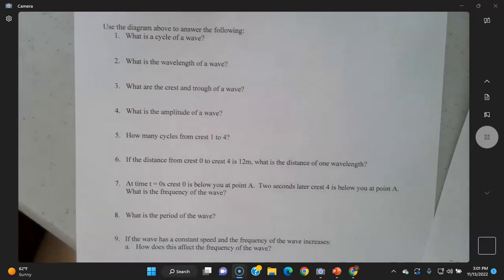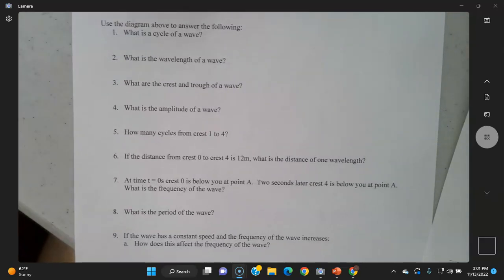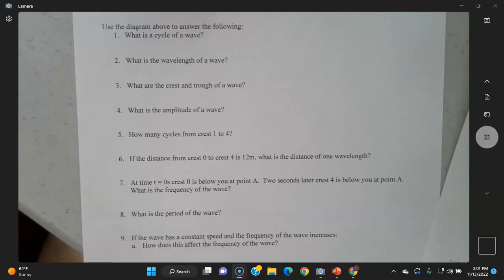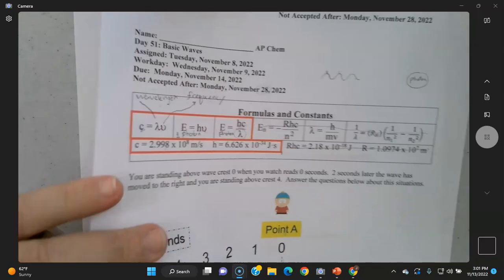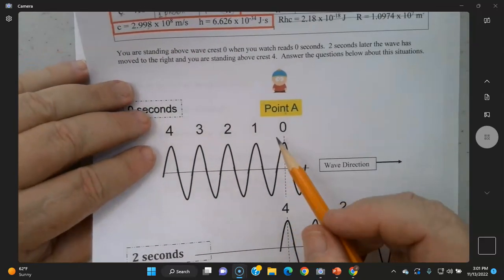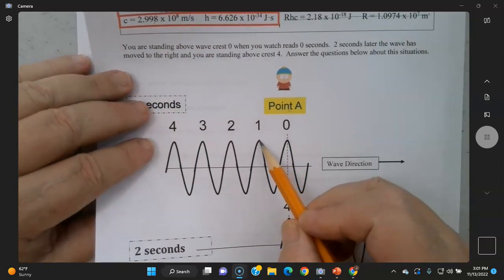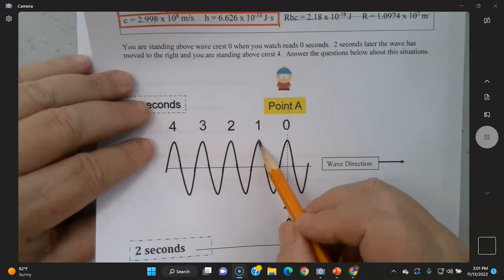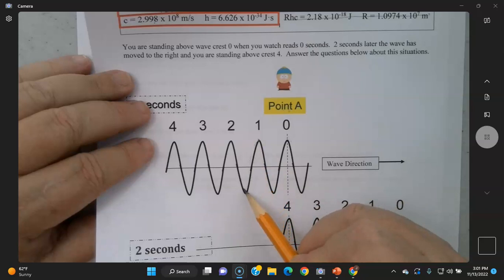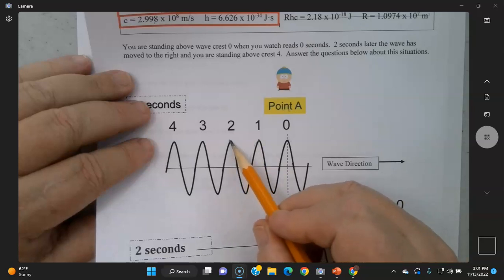Okay, so using the diagram above, answer the following. What is a cycle of a wave? So this is a more general question. It doesn't just apply to this wave. So what is one cycle? A cycle is when you go from a point on one of the waves to the exact same point on the next wave over. The easiest thing to visualize is when you start here and you go down and back up again. That's one cycle. It's one complete movement through the wave.